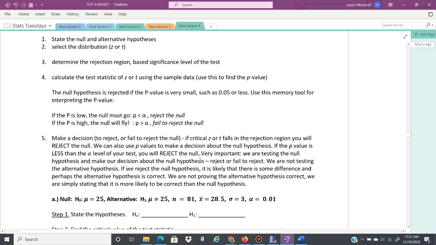Let's do an example. Then you make your decision. Okay, so you guys can read this. You're testing to make a decision. You are not testing the alternative, but you just assume the alternative is true if you do the rejection.